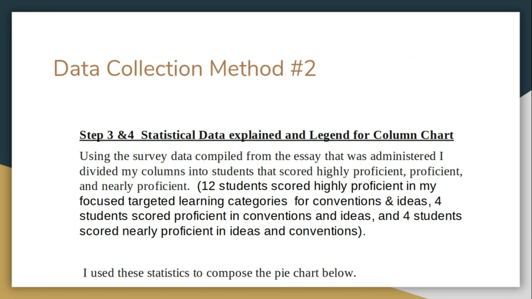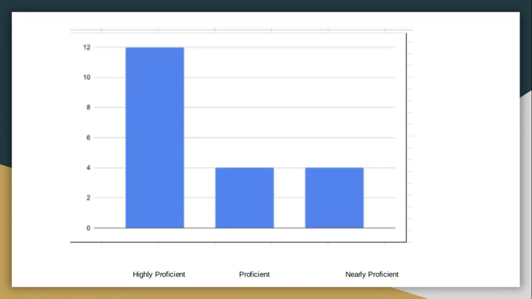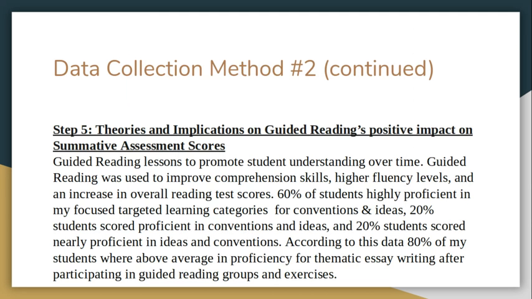Step 3 and 4, statistical data explained in legend for column chart. So using the survey data compiled from the essay that was administered, I divided my columns into students that scored highly proficient, proficient, and nearly proficient. 12 students scored highly proficient, 4 students scored proficient, and 4 students scored nearly proficient. This is the column chart mentioned.